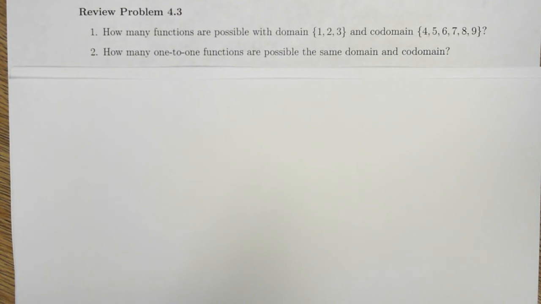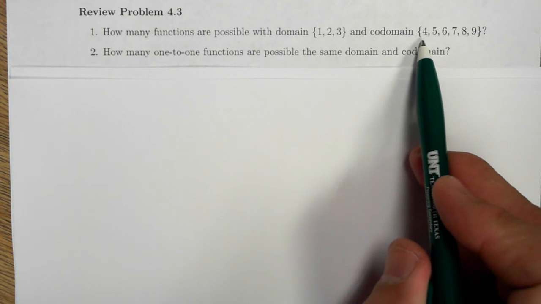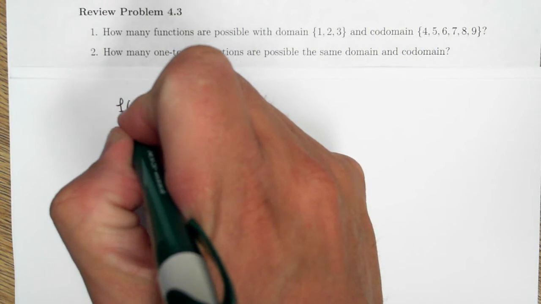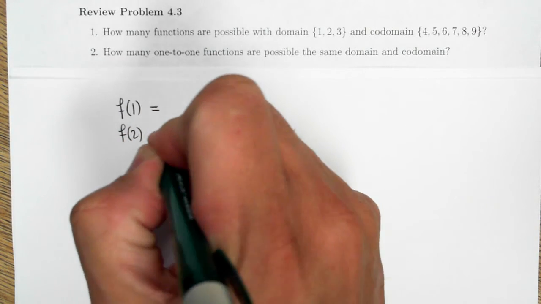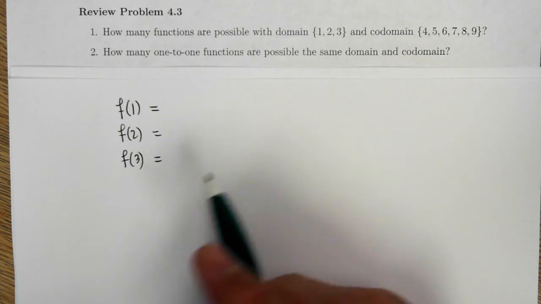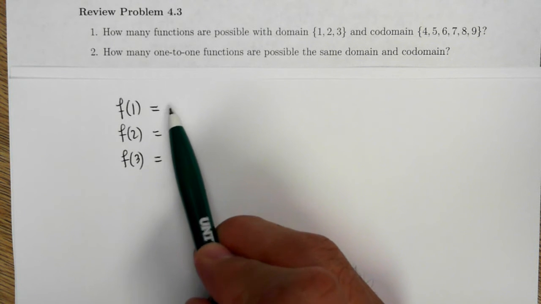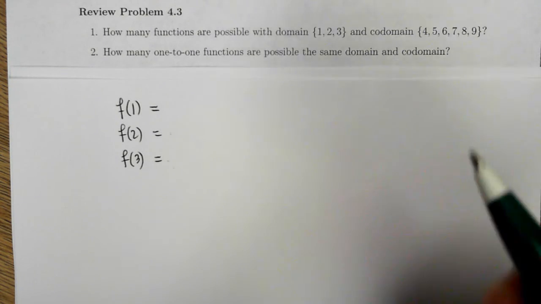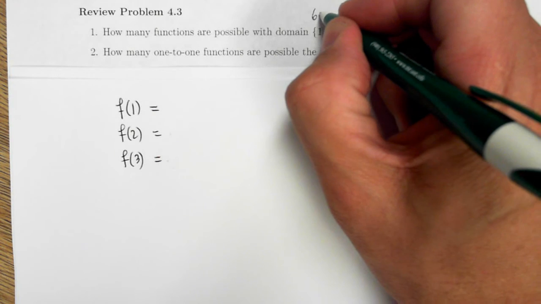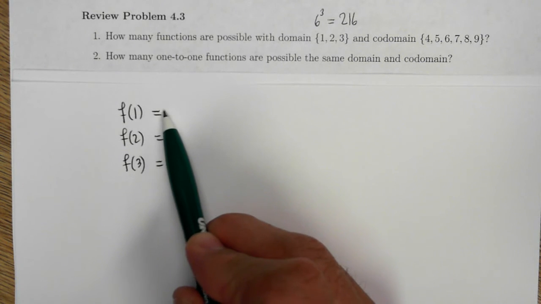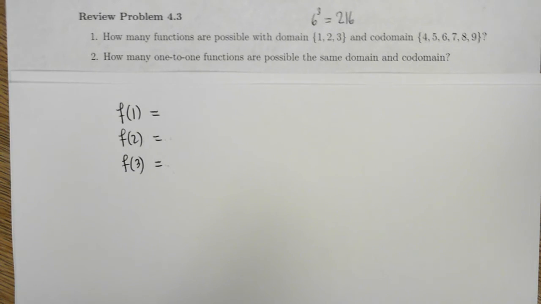For problem 4.3, how many functions are possible with domain 1, 2, 3 and codomain 4, 5, 6, 7, 8, 9? So when listing out a function, I have to say what f of 1 is, I have to say what f of 2 is, and I have to say what f of 3 is. So for every number in the domain, I have to give a number in the codomain. Well, there are 6 possibilities for what f of 1 could be, there are 6 possibilities for what f of 2 could be, and there are 6 possibilities for what f of 3 could be. And so for part 1 here, the answer would be 6 to the 3rd, 6 times 6 times 6, or 216. Because there's 6 possibilities for the first, 6 possibilities for the second, 6 possibilities for the third.